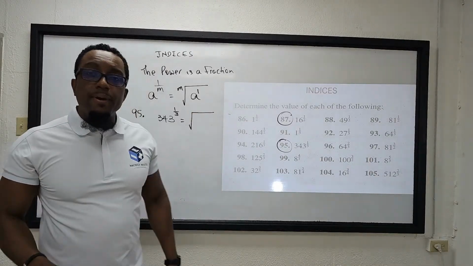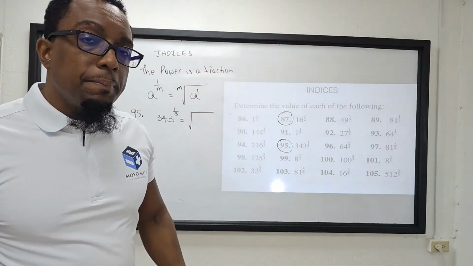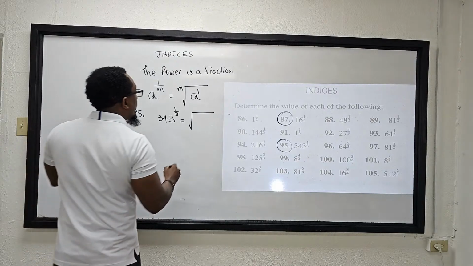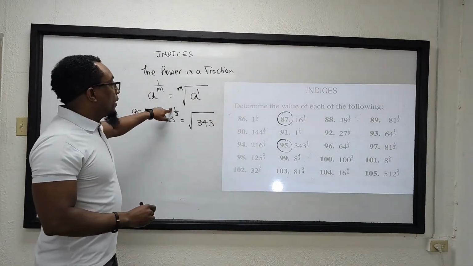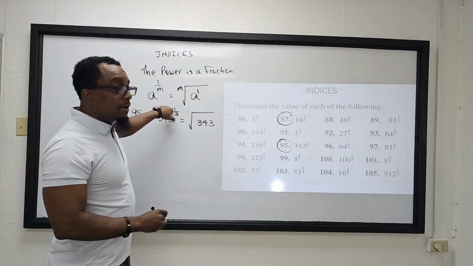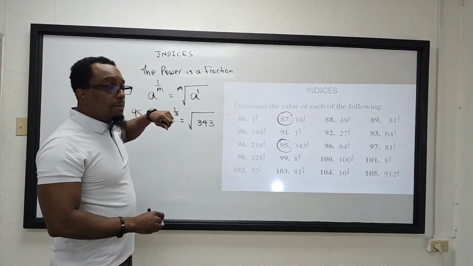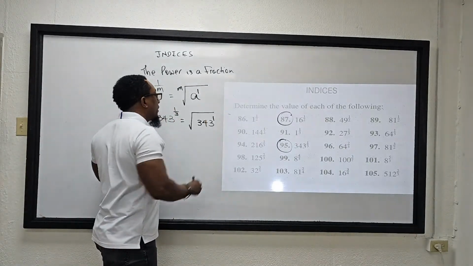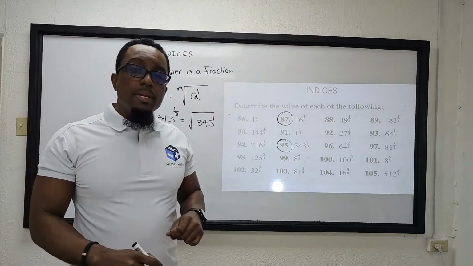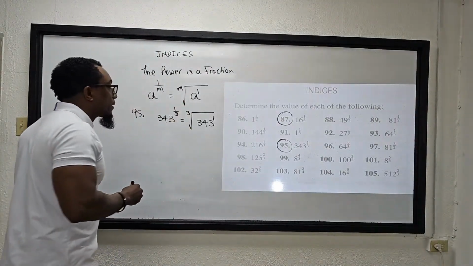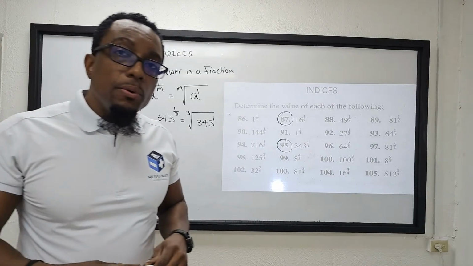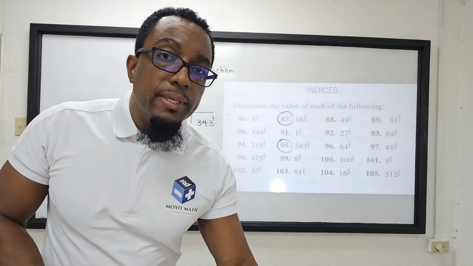So once the power is a fraction, that root symbol will come into play. Of course, 343 will be placed under the root symbol. 1, which is the numerator of your fraction, becomes the power of 343. 3, the denominator of the fraction, becomes the order of the root. So that there is a cube root of 343.